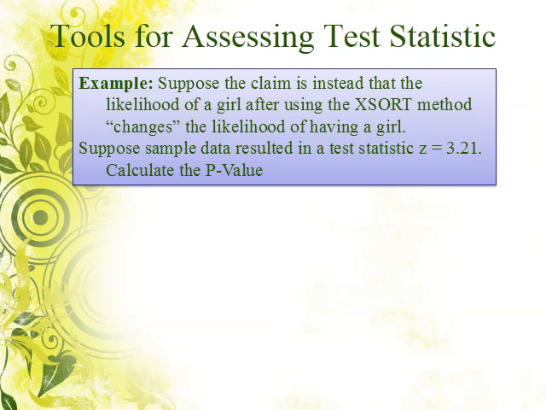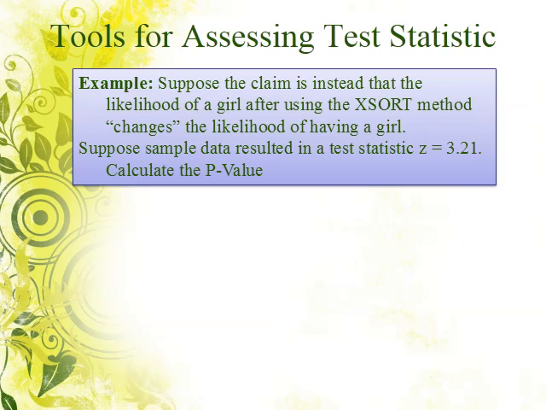Suppose the claim instead is that the XORT method changes the likelihood of having a girl. So notice, instead of saying increases, I said changes the likelihood of having a girl. So I don't know if the claim is saying increases or decreases. And then suppose sample data resulted in a test statistic z equals 3.21. Let's again calculate the p-value.